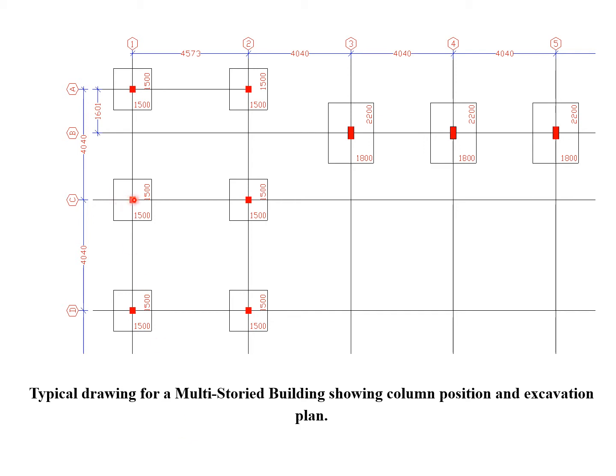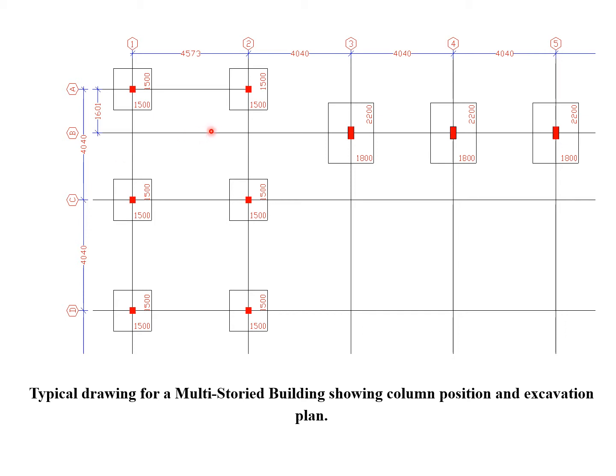So the dot points will show the location of my columns. The outer rectangle portion will show you the excavation points. For identifying each column, grid lines are drawn in the horizontal axis as well as the vertical axis. One axis can be represented by means of alphabets. The other axis can be represented by means of numbers.